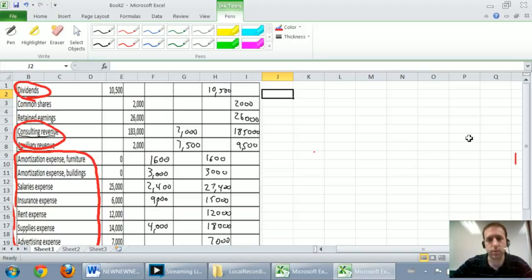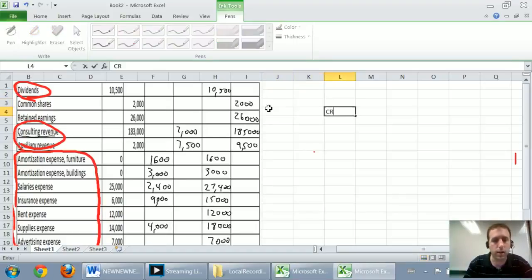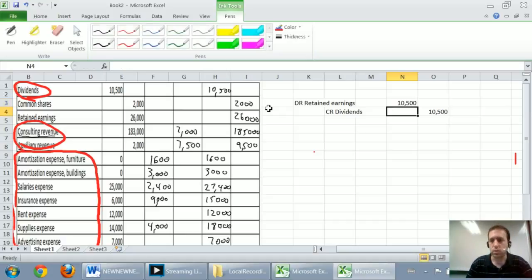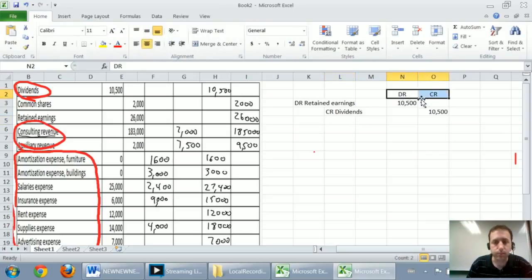So to close dividends, as we've said, it's sitting there as a debit of $10,500. I only use the adjusted trial balance column. I don't use the unadjusted trial balance or the adjustments. And if I want dividends to go to zero, I credit my dividends by $10,500. My debit related to this is to debit retained earnings. And whenever we do closing journal entries, we just close the account to retained earnings. So there's our debit and our credit. And let me just center that. Okay, so we've closed our dividends to retained earnings.